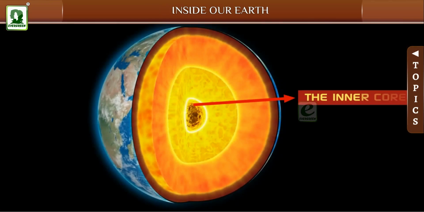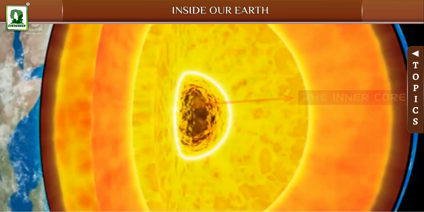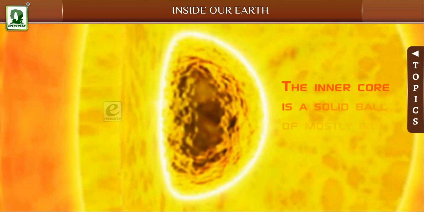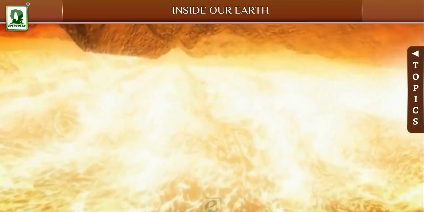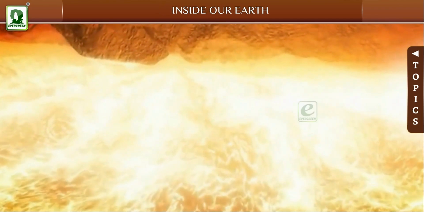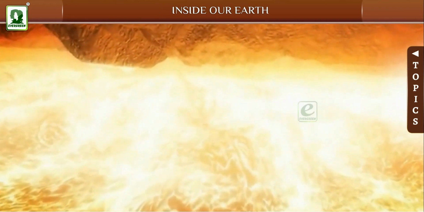The inner core. The inner core is 1,200 kilometers thick. The inner core is a solid ball of mostly iron and nickel. The extremely high temperature in this layer causes the movement of materials in the outer core and inner mantle.